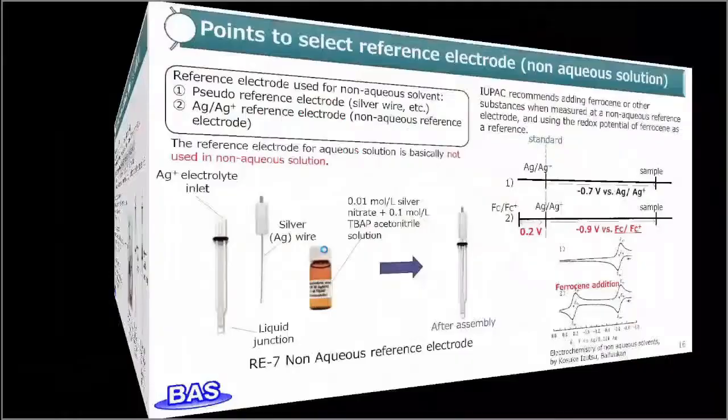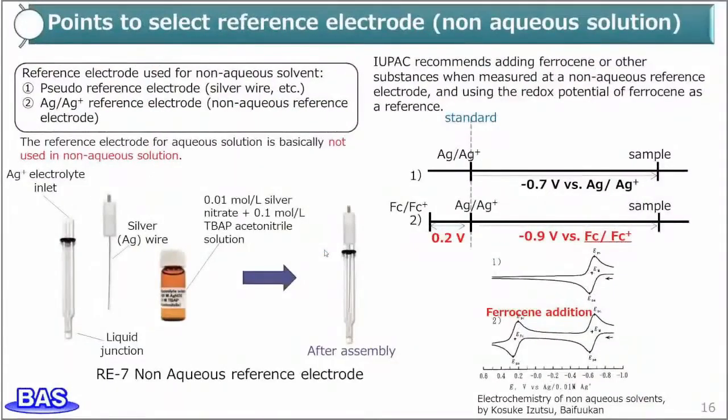For non-aqueous systems, where organic solvents are used instead of water, you can use the silver ion electrode, as shown here, in addition to the silver wire. Please note that the reference electrode for aqueous solutions cannot be used for non-aqueous solution. This electrode consists of a glass tube filled with solution containing silver nitrate and silver wire immersed in the solution, and can be used in any solvent that suits your sample.